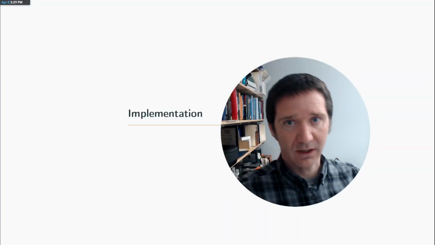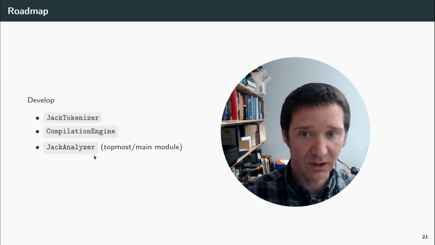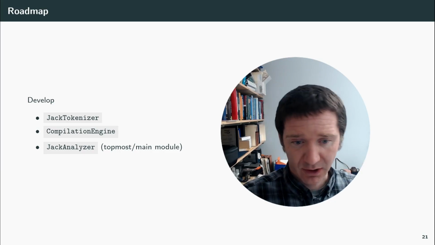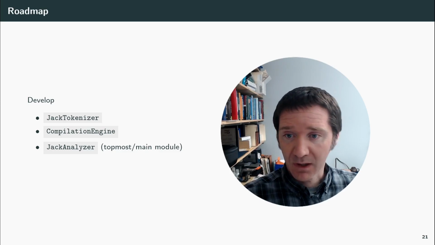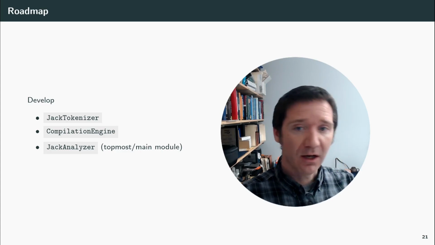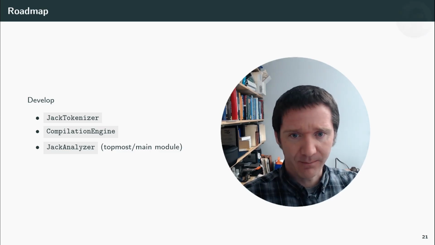All right, I'd like to talk a little bit about the implementation and what that is going to look like. In looking to develop this, there are really three parts. We're going to have the Jack tokenizer, the compilation engine, and then the Jack analyzer, our topmost module. You'll probably want to call that HJC.py for handle Jack compiler. You may have one more, like a token writer or something like that.